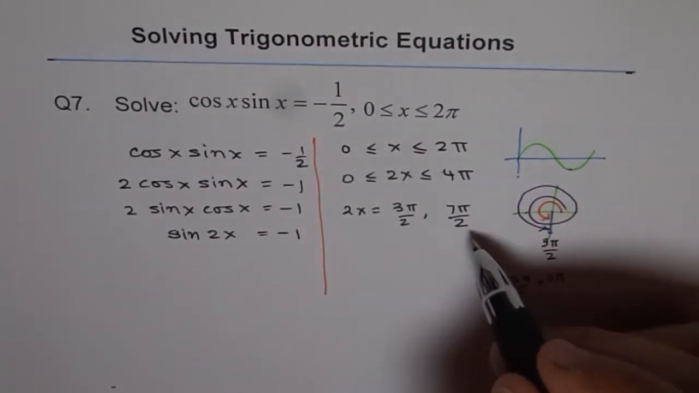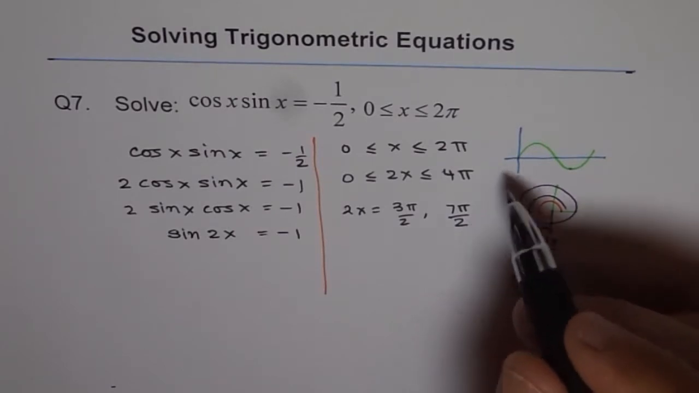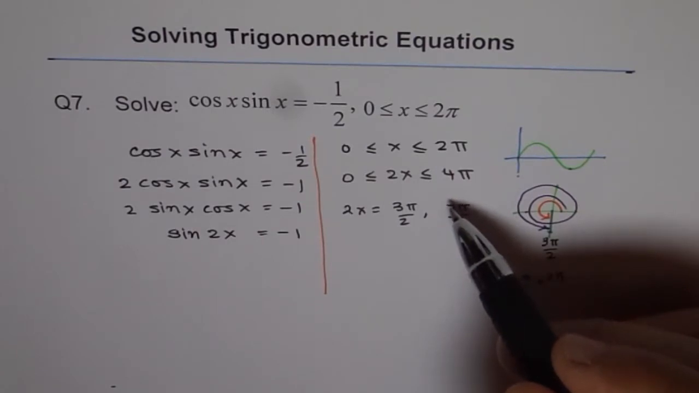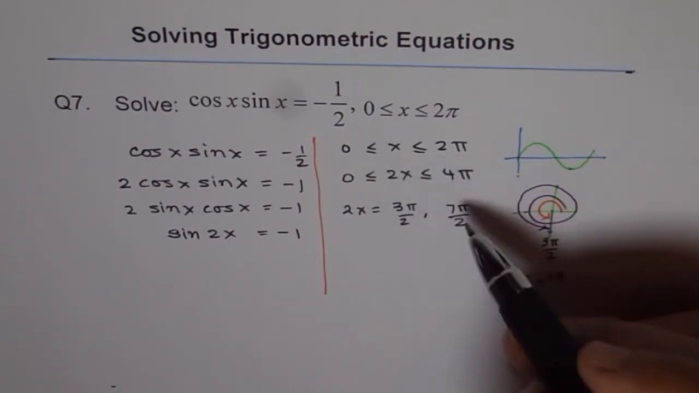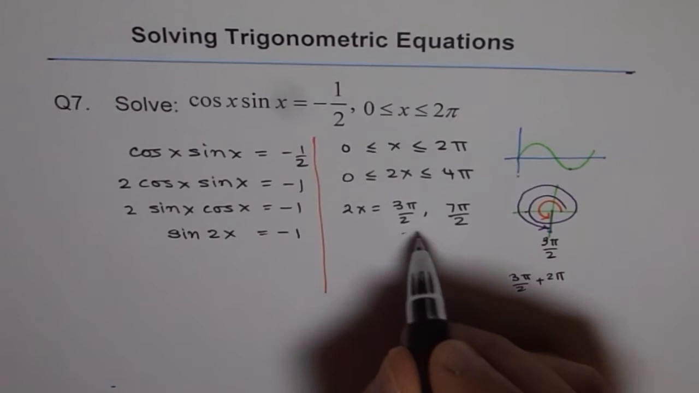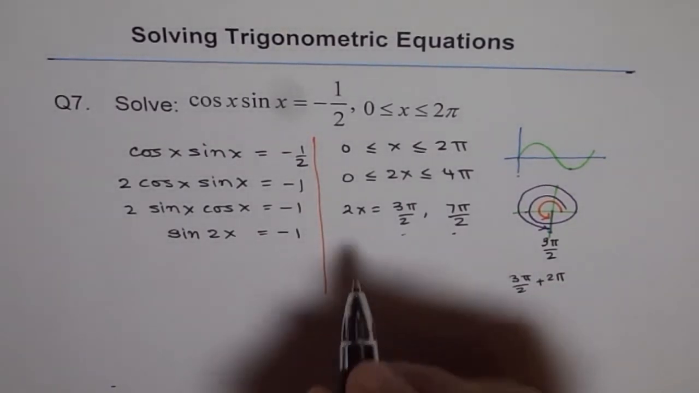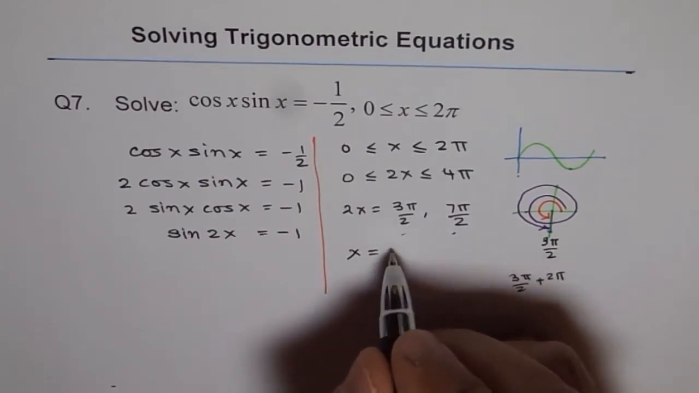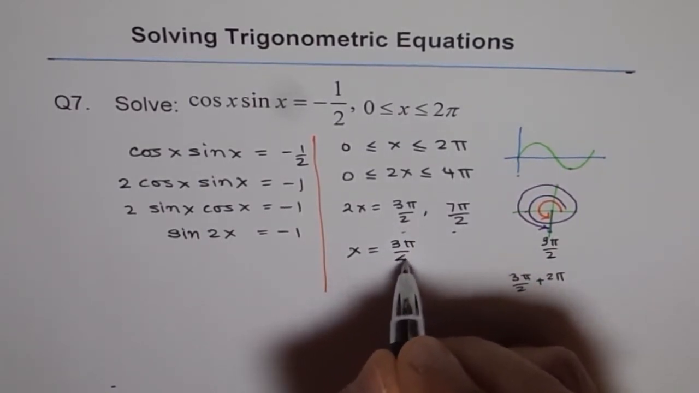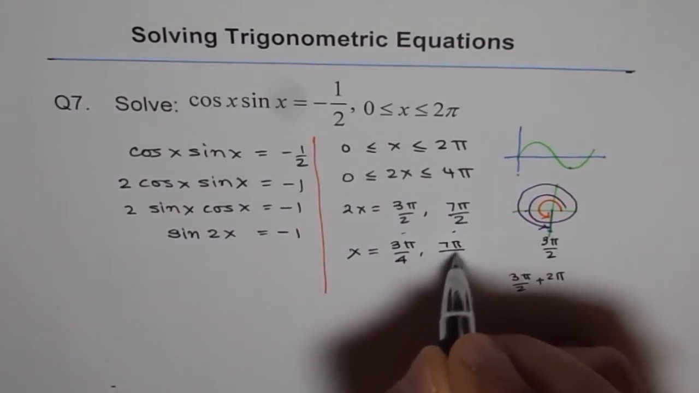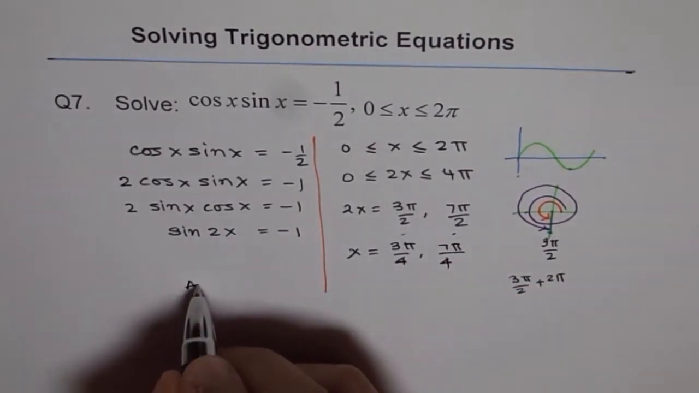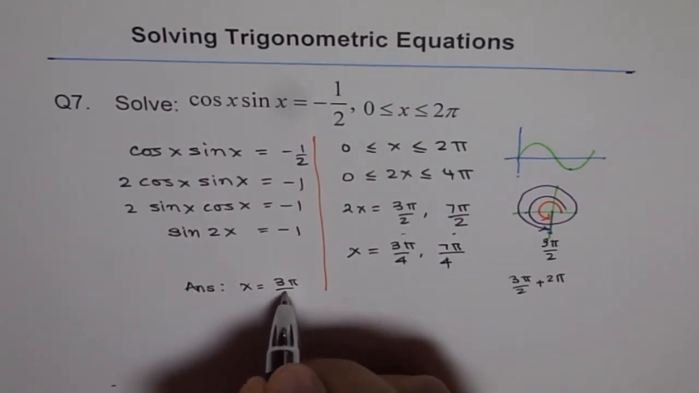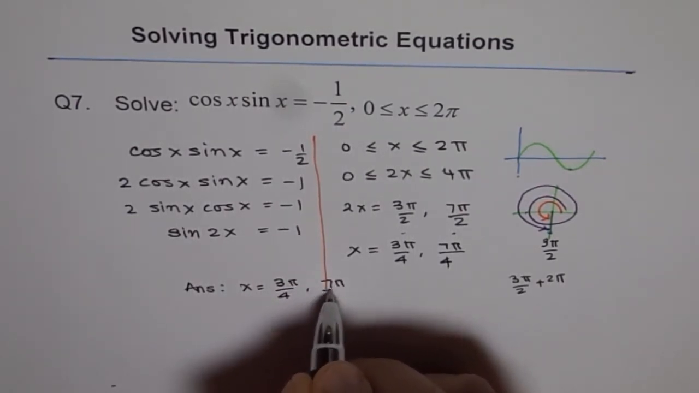And I've seen many times students really miss the second one, since they don't look into the domain. So it is very important in these questions to see what the domain is. These are the two solutions, and these are the values of 2x. So what is x equal to? You divide them by 2, and so we get 3 pi by 4 and 7 pi by 4. So we write our answer: x equals 3 pi by 4 and 7 pi by 4.